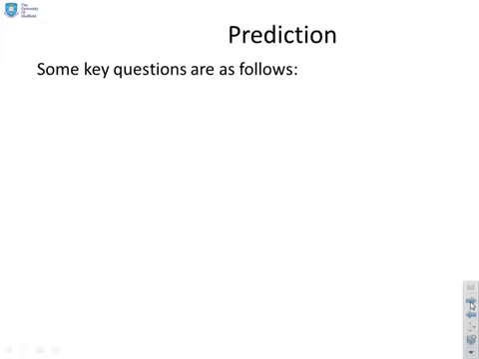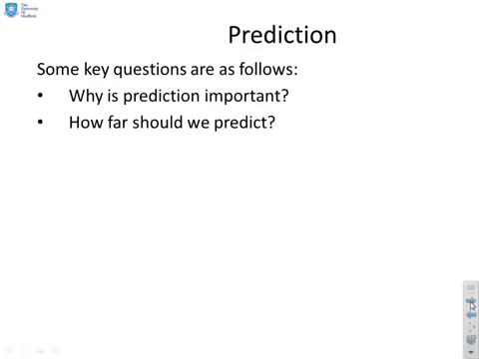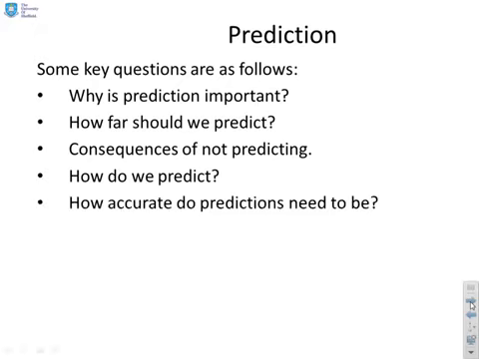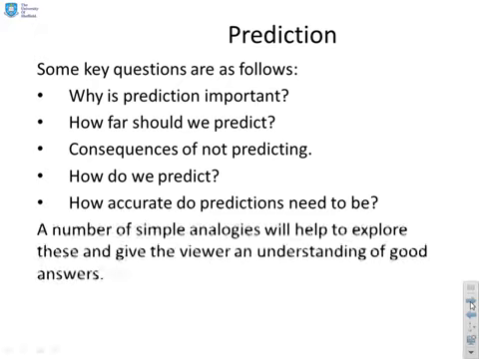Let's do each component in turn then, and we'll start with prediction. Some of the questions you might like to ask are listed next. Why is prediction important? And we've sort of done that in the first video. How far should we predict? What are the consequences of not predicting? How do we actually go about prediction? How accurate do predictions need to be?